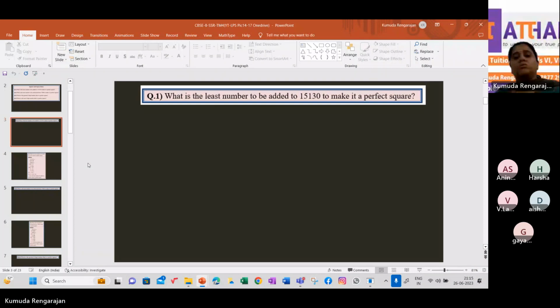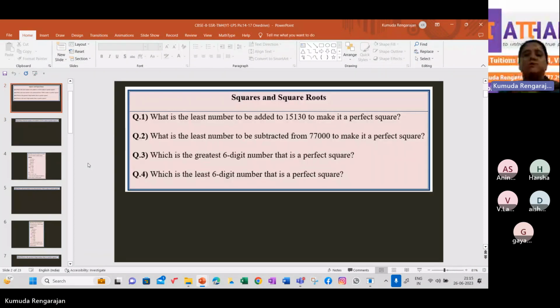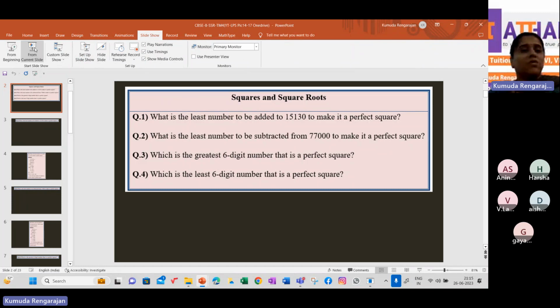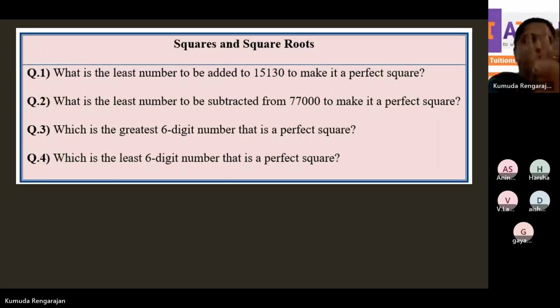Now, remember this, children. There can be 4 questions here. Supposing a number is not a perfect square, what is the least number that is to be added? Or what is the least number that has to be subtracted? What is the least number by which it should be multiplied? What is the least number by which it should be divided?